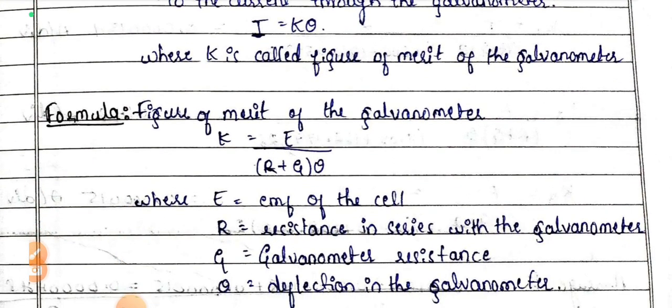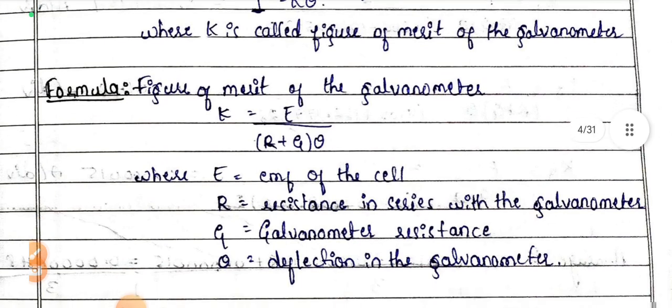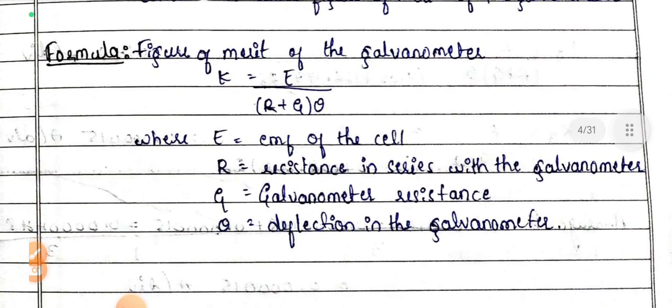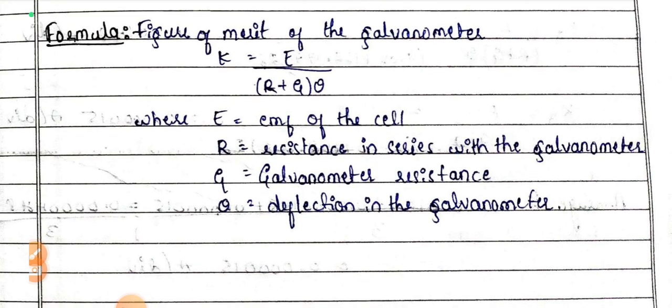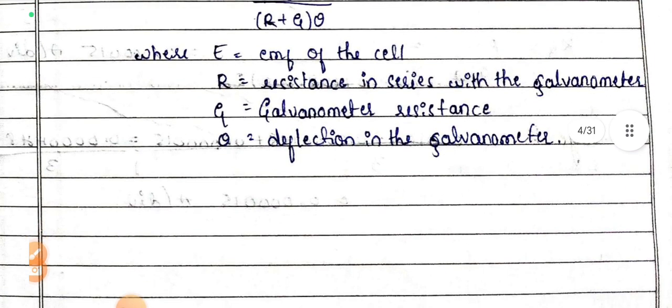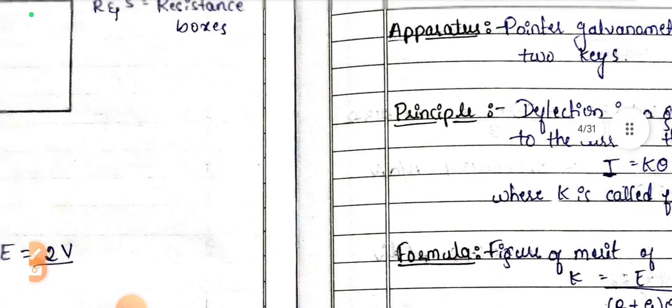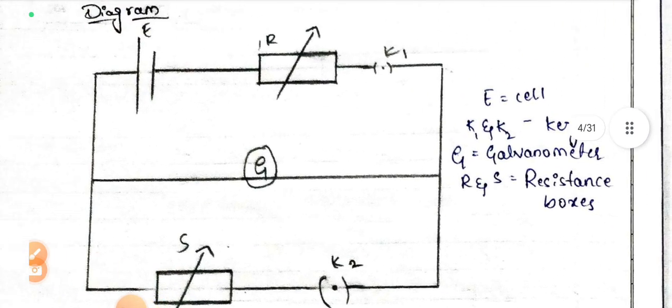Figure of merit of galvanometer K equal to E divided by (R plus G) into theta, where E means EMF of the cell, R equal to resistance in series with the galvanometer, G means galvanometer resistance and theta equal to deflection in the galvanometer. So this is about the formula. Next, move on to the diagram.